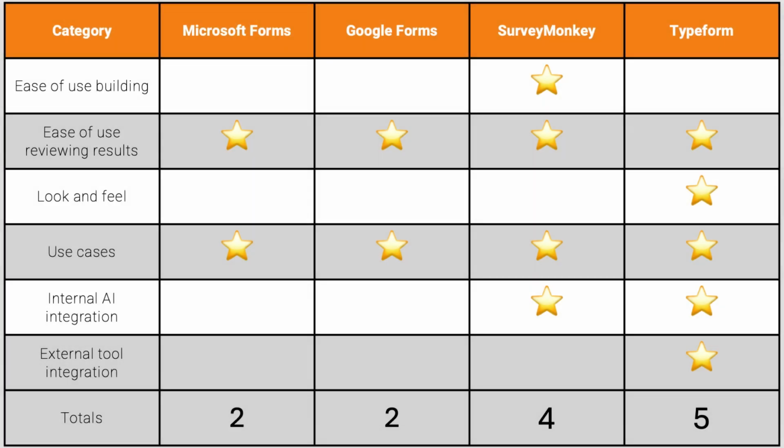So looking at the totals, we have Microsoft Forms and Google Forms, both tied at 2 stars. SurveyMonkey coming in with 4, and Typeform just barely taking the lead with 5. Notably though, half of our categories have multiple winners. So while Typeform came in first with these ranking categories, you may not have the budget to pay for SurveyMonkey or Typeform. On top of that, you may already be in a Microsoft or Google environment, in which case you'll be just fine with either of those options.